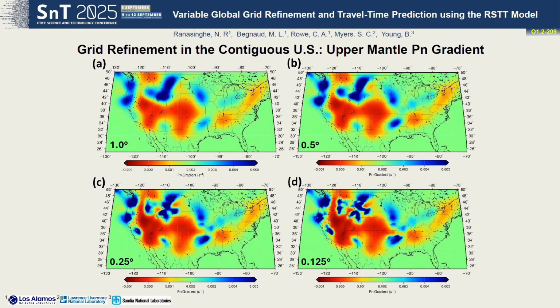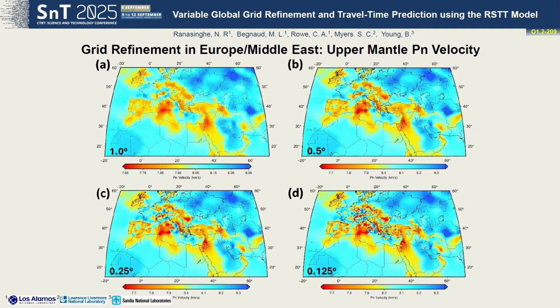And then this is for the upper mantle Pn gradient. And again, we are getting some more detail here. At the different levels, some of the larger features are pretty persistent. The smaller features are starting to show up when you get down to the 1/8 of a degree level.